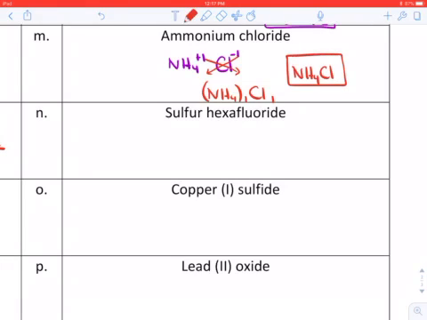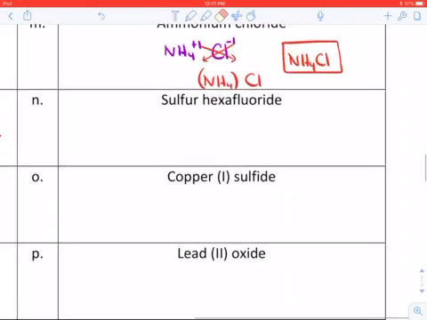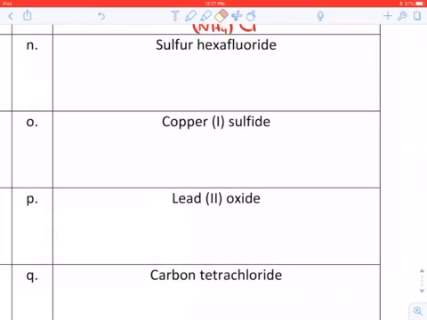A lot of you have been putting parentheses in, just like that, maybe without the 1. That is not incorrect, but typically parentheses are only used if you have more than one polyatomic ion. But if you keep doing that, it will not be wrong. It will not be counted wrong. Okay, let's move on to the next one.